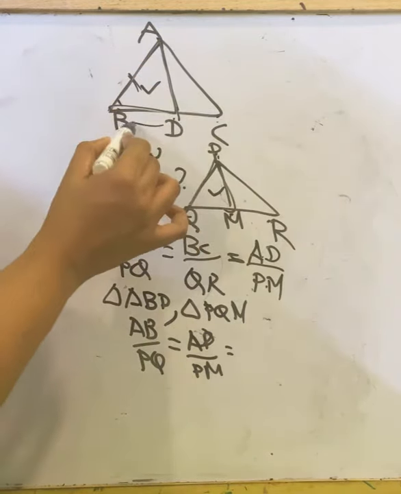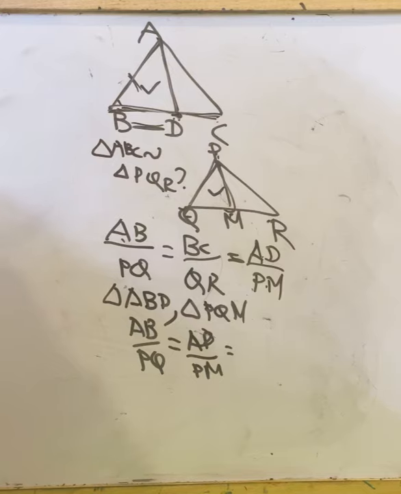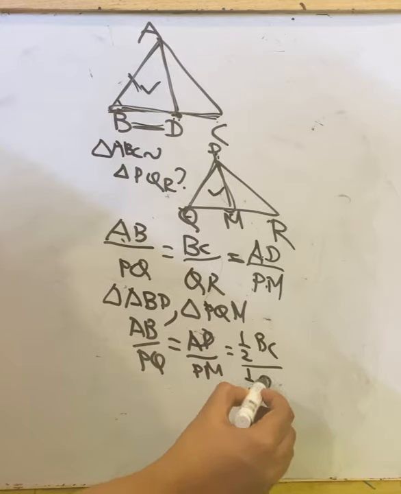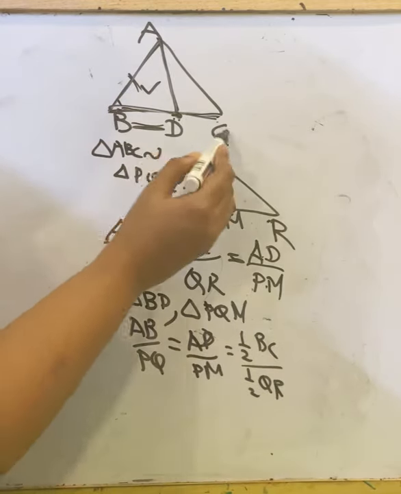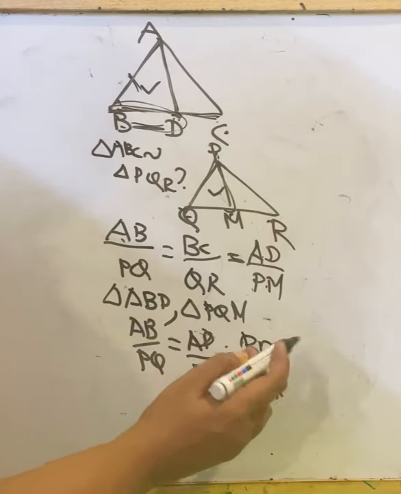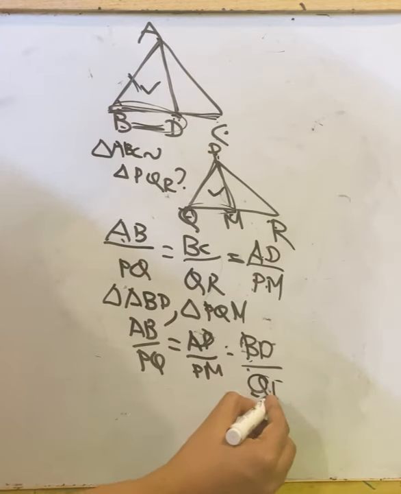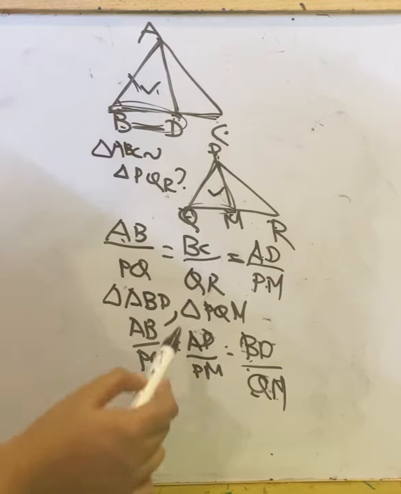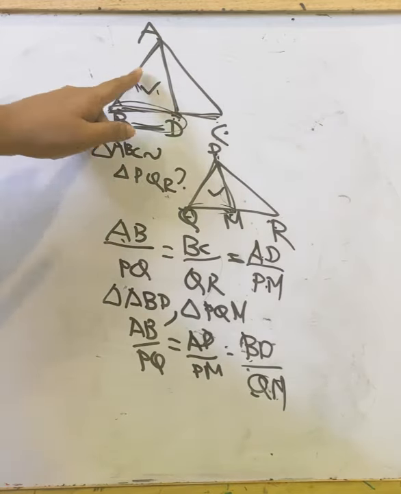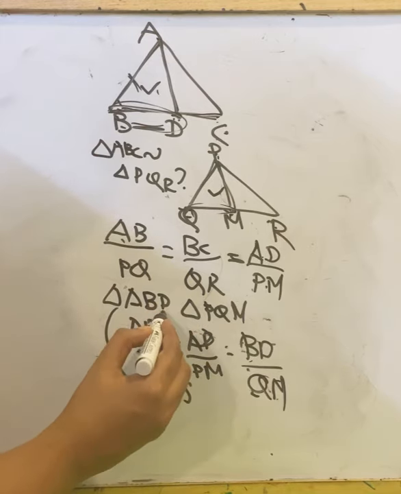Actually BD is half of BC because this is the median. It divides this side into two equal parts. So we will write half BC by half QR. Half of BC is BD, so we will write BD, and half of QR is QM, so we will write QM. Now consider these two triangles. We got three sides proportionality, that is SSS similarity criteria, and we can say these triangles are similar.